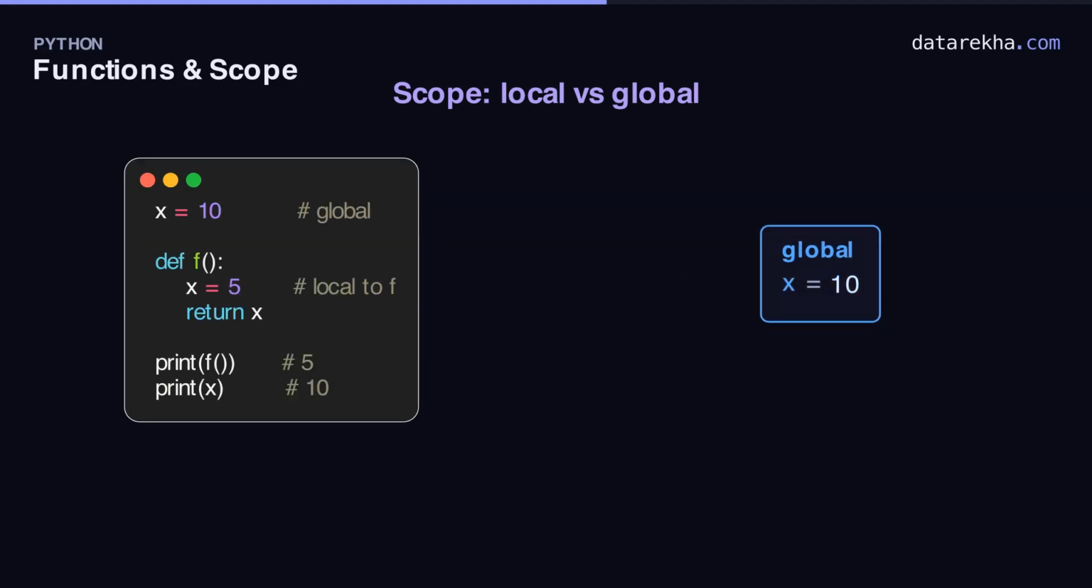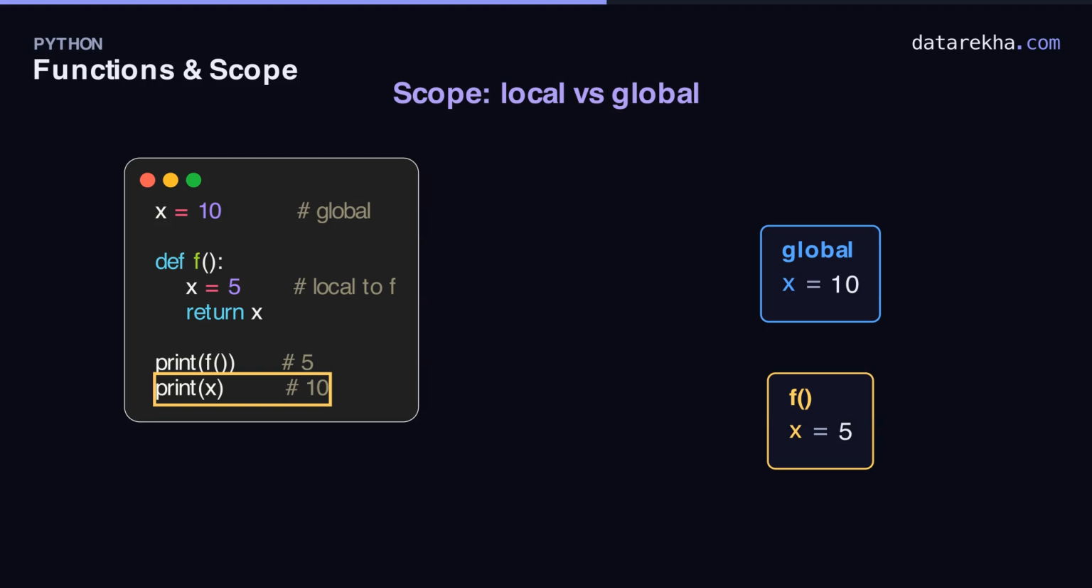Now the idea that trips people most. Shadowing. At the top level, global x is 10. Picture it living in the global frame. Inside f, we write x equals 5. This does not touch the global x. Assigning to x inside a function creates a brand new local x living only in f's frame. The two x's are completely separate names that happen to share a spelling. So f returns 5, its local value. But the global x is untouched. It is still 10.